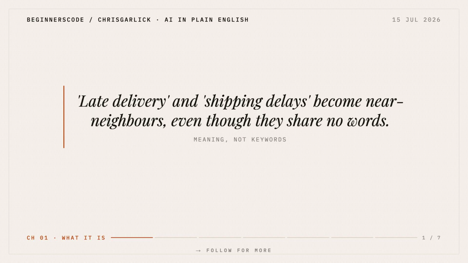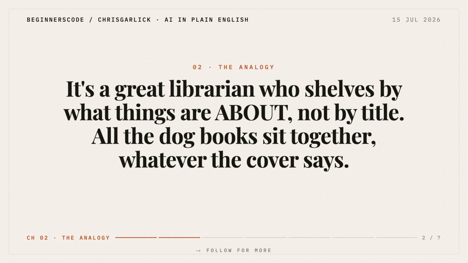It sounds abstract, so let's make it something that you can picture. Think of a really good librarian. A bad librarian shelves on title, alphabetical, rigid. If you ask for a book on dogs, and the title says "canines," they shrug. A great librarian, however, shelves by what things are about. All the dog books sit together, whatever the cover says. Whether it's puppies, hounds, canines, they all sit in the same corner.